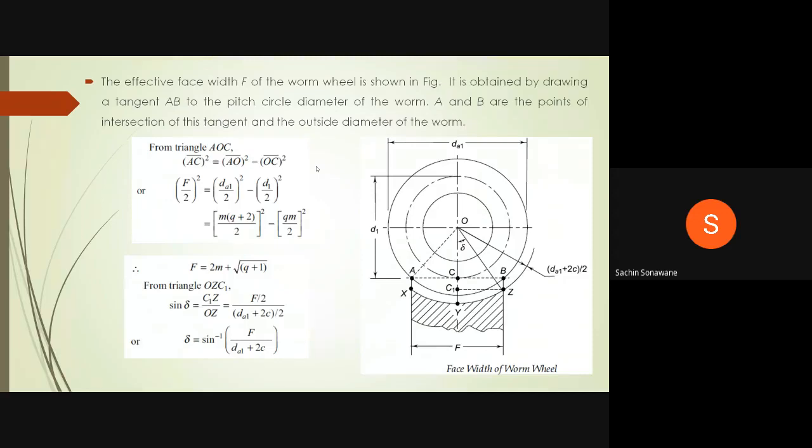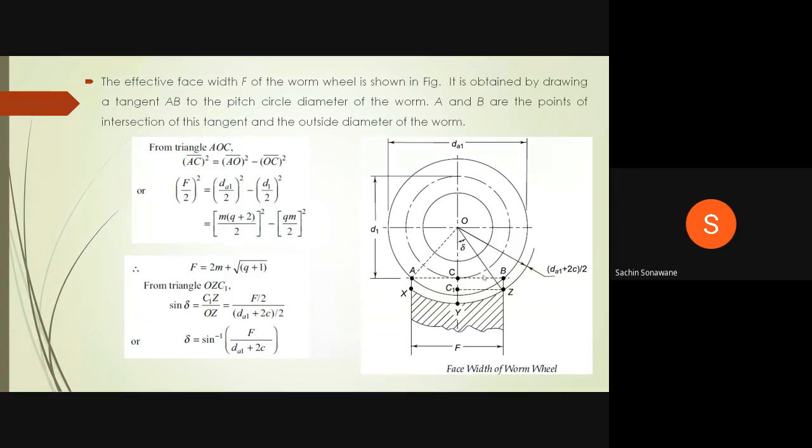The effective face width of the worm wheel is shown in the figure. This is the effective face width F. It is obtained by drawing a tangent AB to the pitch circle diameter of the worm. This is the pitch circle diameter. We have drawn the tangent line AB. A and B are the points of intersection of this tangent and the outside diameter of the worm.